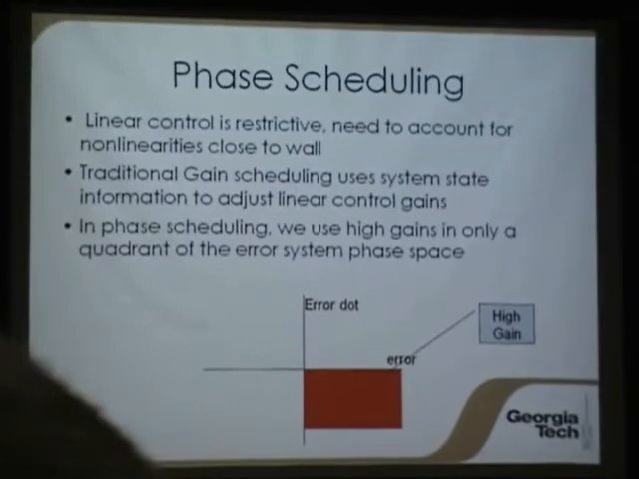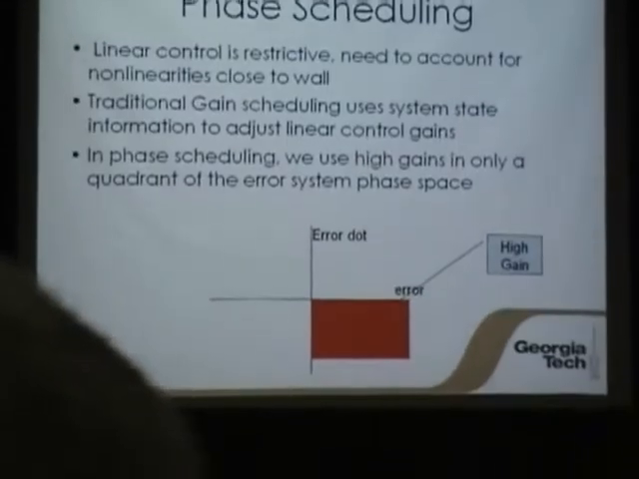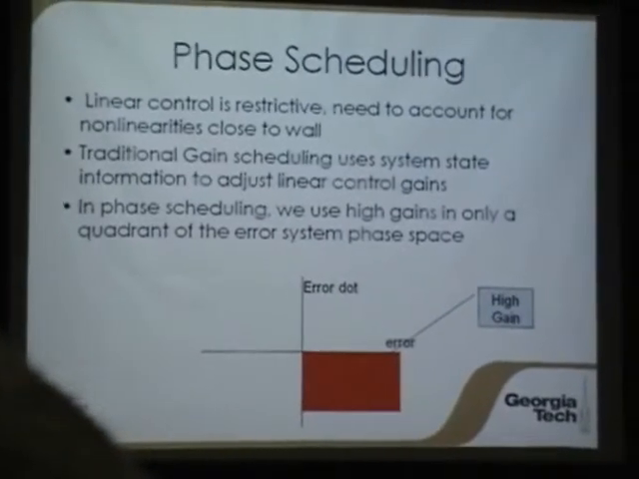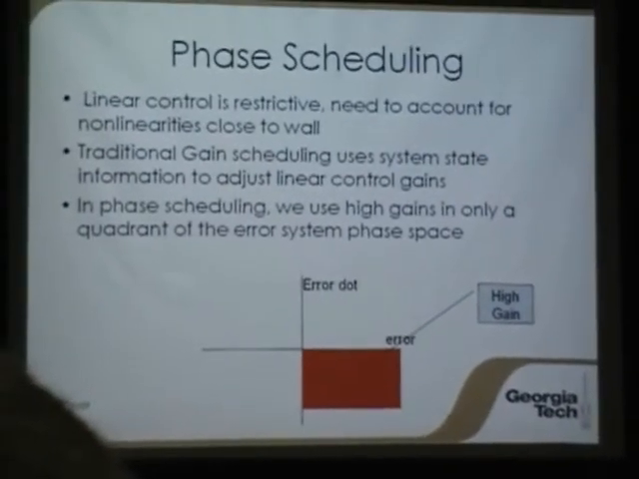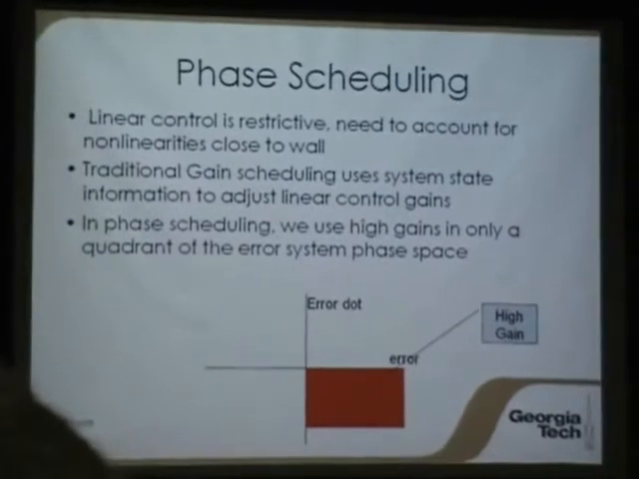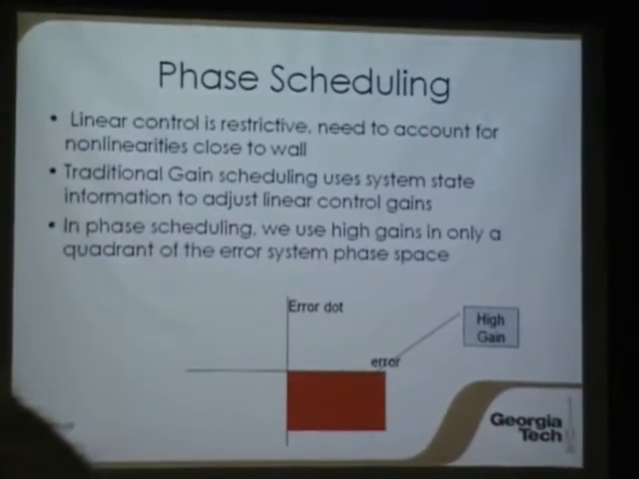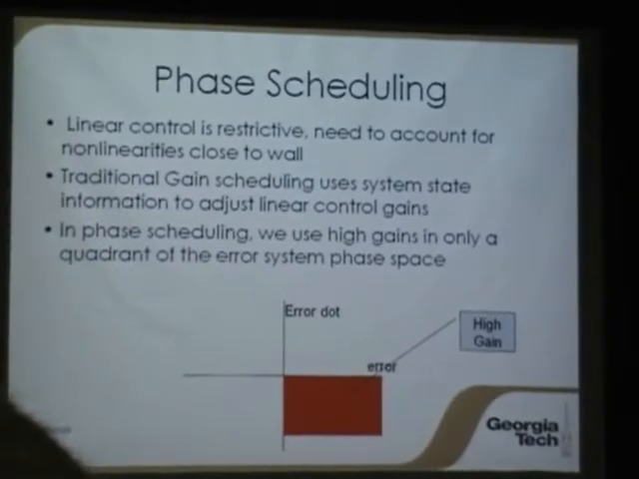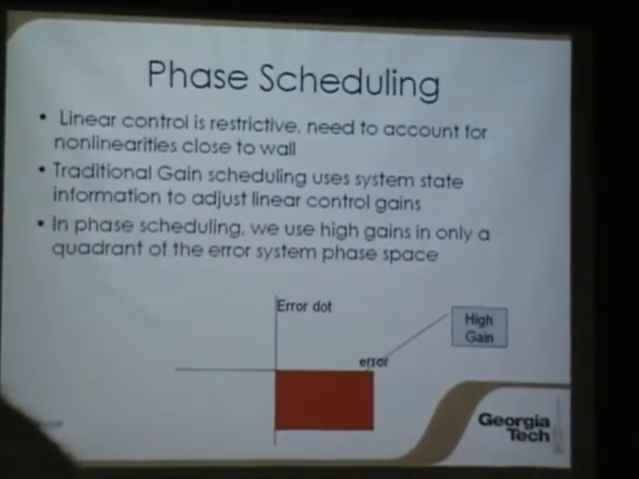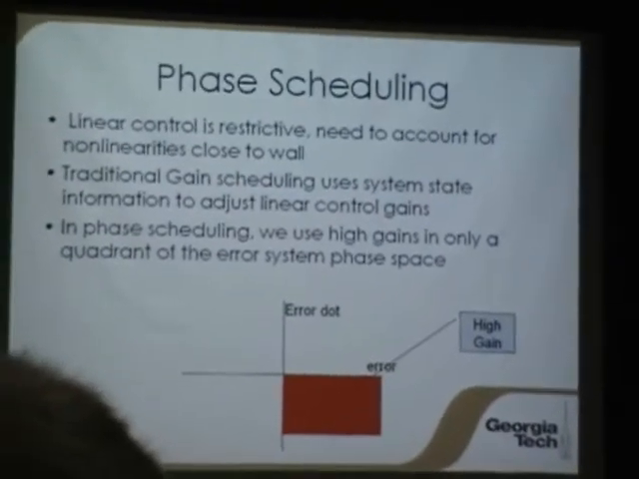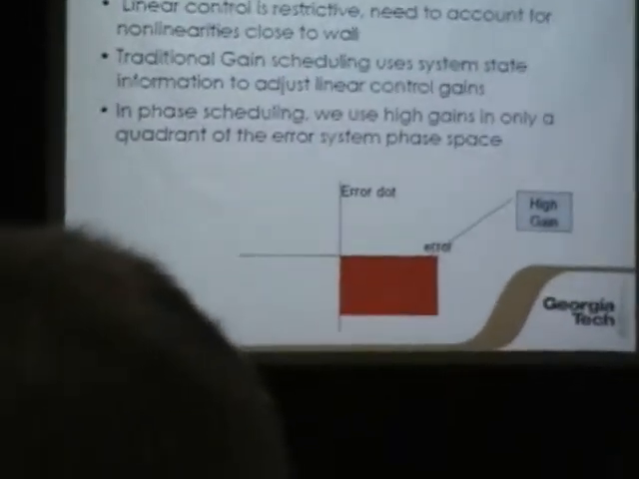So what we propose is to do gain scheduling. But traditional gain scheduling is done based on the states of the system. For example, in a rotorcraft, you would have different gains for the hover mode and different gains for the forward flight mode. But here we actually want to have different gains based on where we are in the room. And so we came up with this concept which is called phase scheduling. Phase scheduling is basically looking at the phase plot of the error dynamics of the controller.